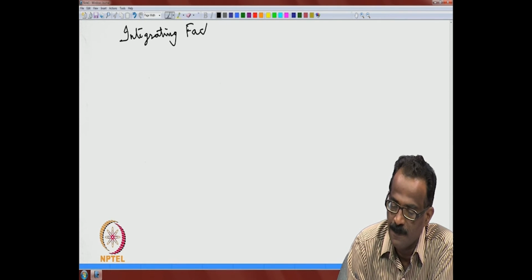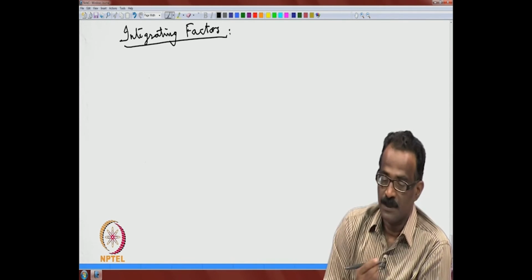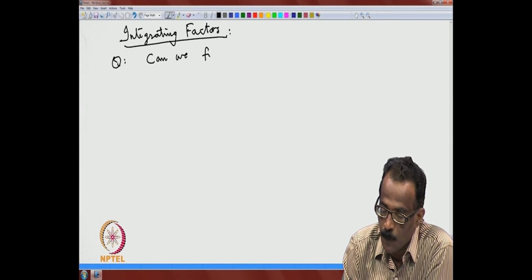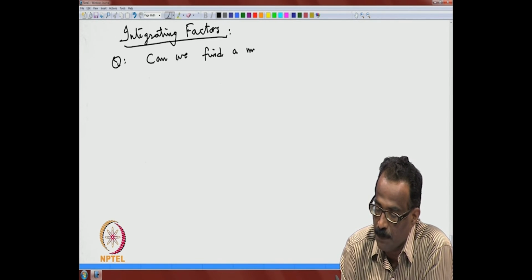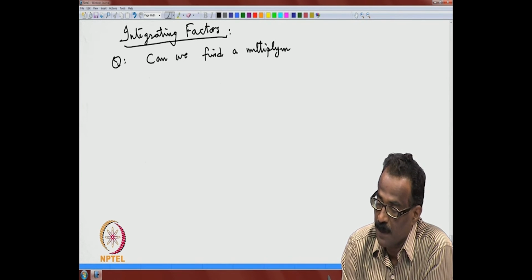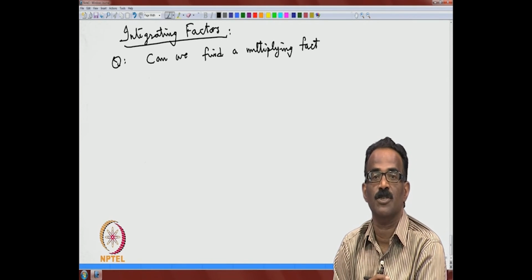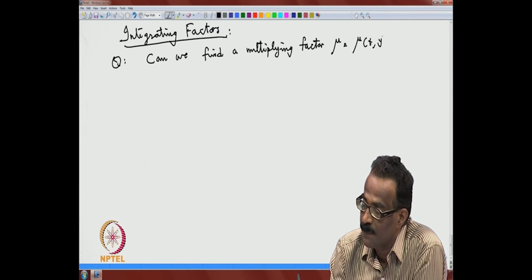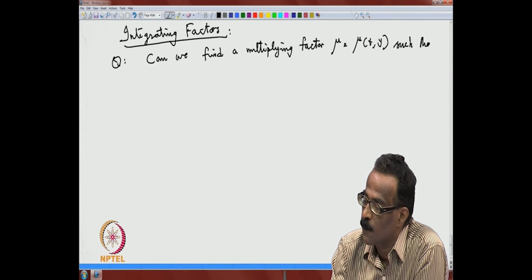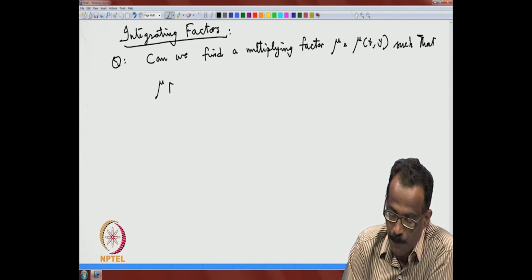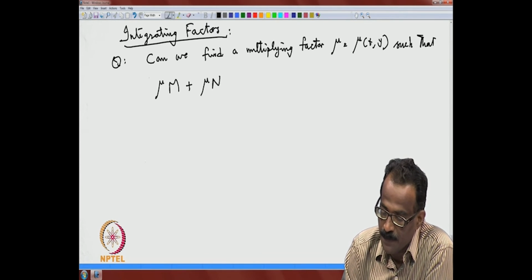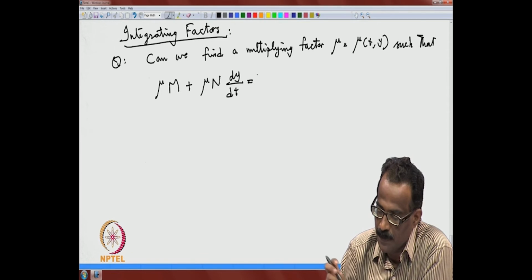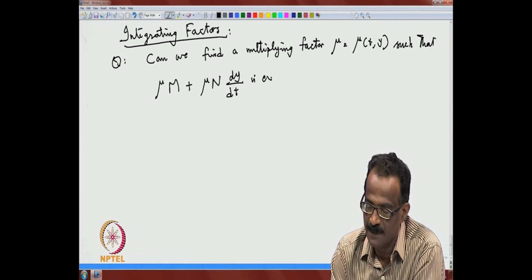Integrating factors in a general differential equation. The question is again: can we find a multiplying factor, which you have already seen in the linear first order differential equation? So, multiplying by mu, a function now of t and y, such that mu into m plus mu into n into dy by dt equal to 0 is exact. You are interested in finding a mu that makes this exact.